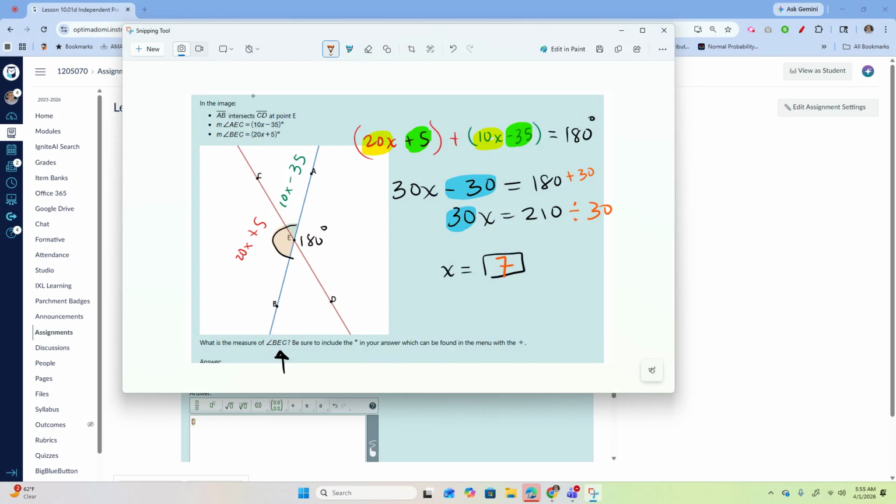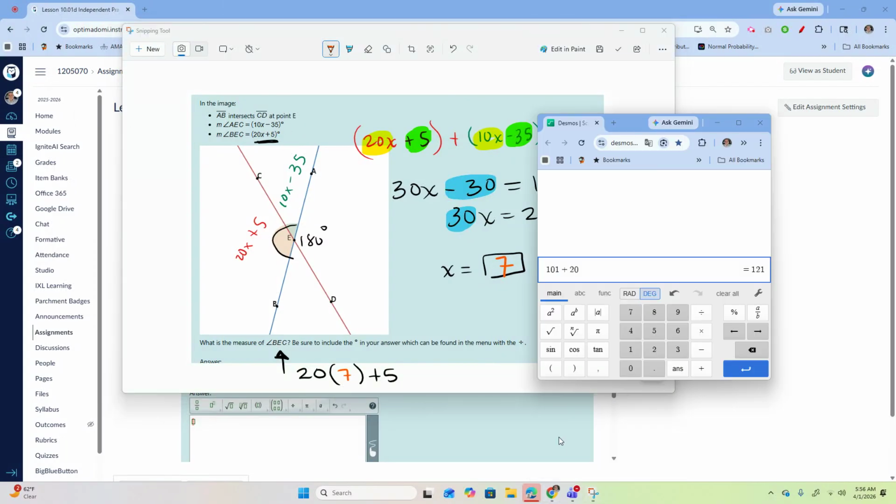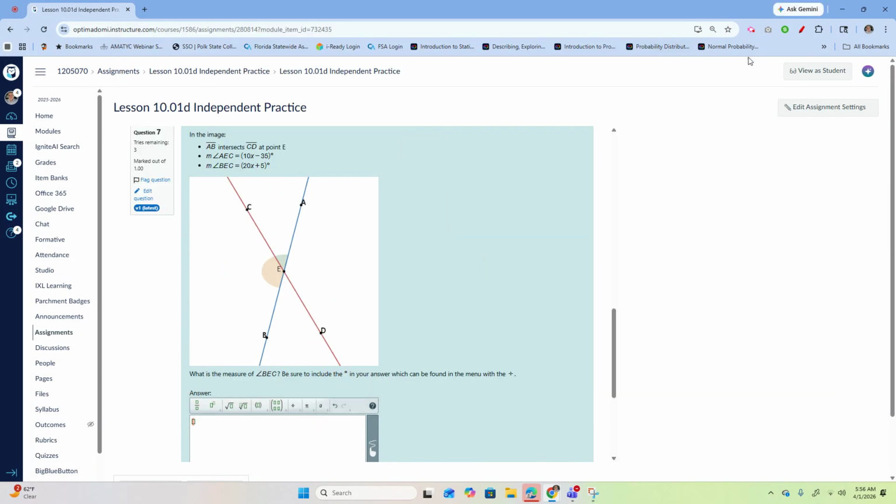Now that I have the x, I am ready to find BEC. And you can see here, BEC is 20x. Now the x, I'm going to put in empty parentheses, plus 5. And who is my x? Oh, my x is 7. And then you take your calculator and you write all this expression in here. So 20 times 7 plus 5. And you can see it's going to be 145 degrees. And that's it. That's how you do this lesson.